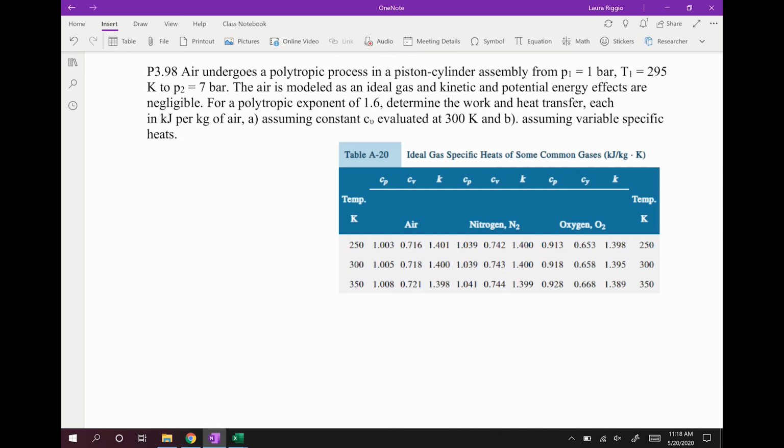We're going to look at another example. In this example, we have air undergoing a polytropic process in a piston cylinder assembly from P1 equals 1 bar and T1 equals 295 Kelvin to P2 equals 7 bar. The air is modeled as an ideal gas and kinetic and potential energy effects are negligible. For a polytropic process, the exponent n is equal to 1.6. We want to determine the work and the heat transfer using constant specific heats evaluated at 300 Kelvin and assuming variable specific heats.